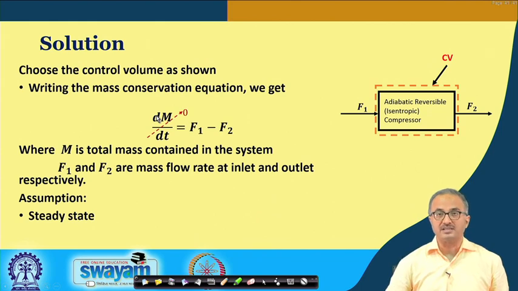Now, because it is at steady state, this accumulation will go to 0, and so we are left with F1 is equal to F2 equal to some kind of F. We are putting a single value to this F1 and F2.